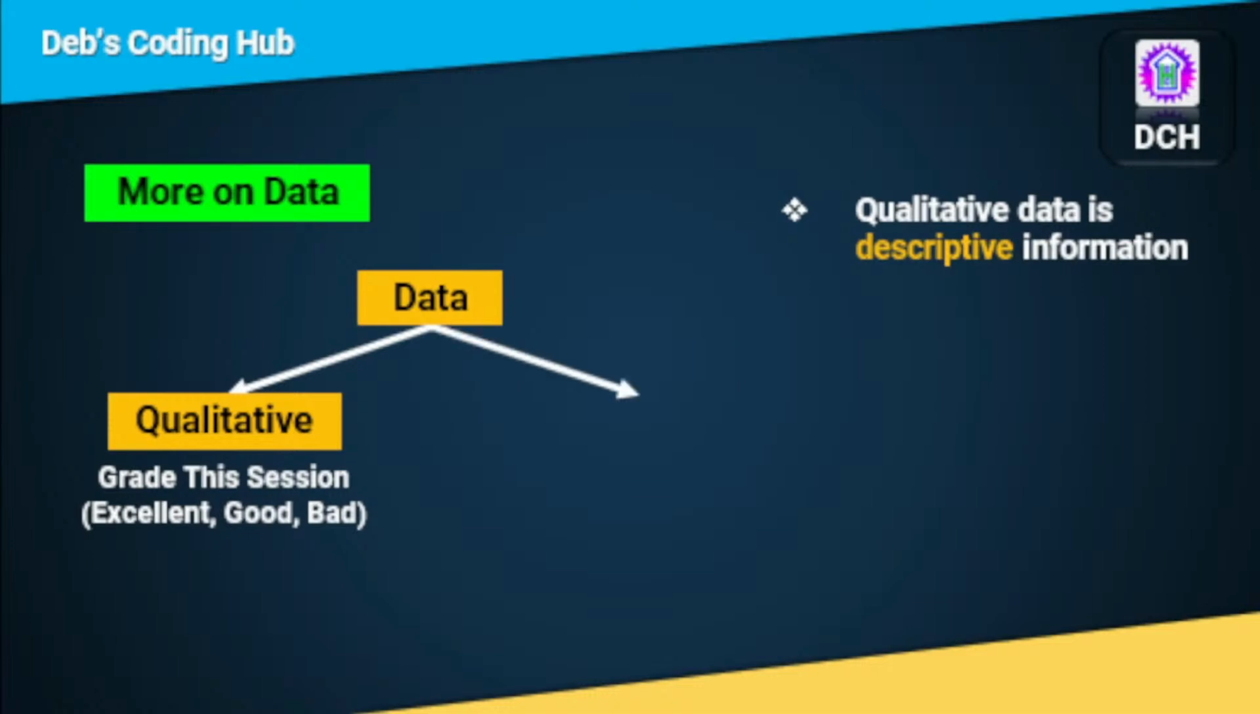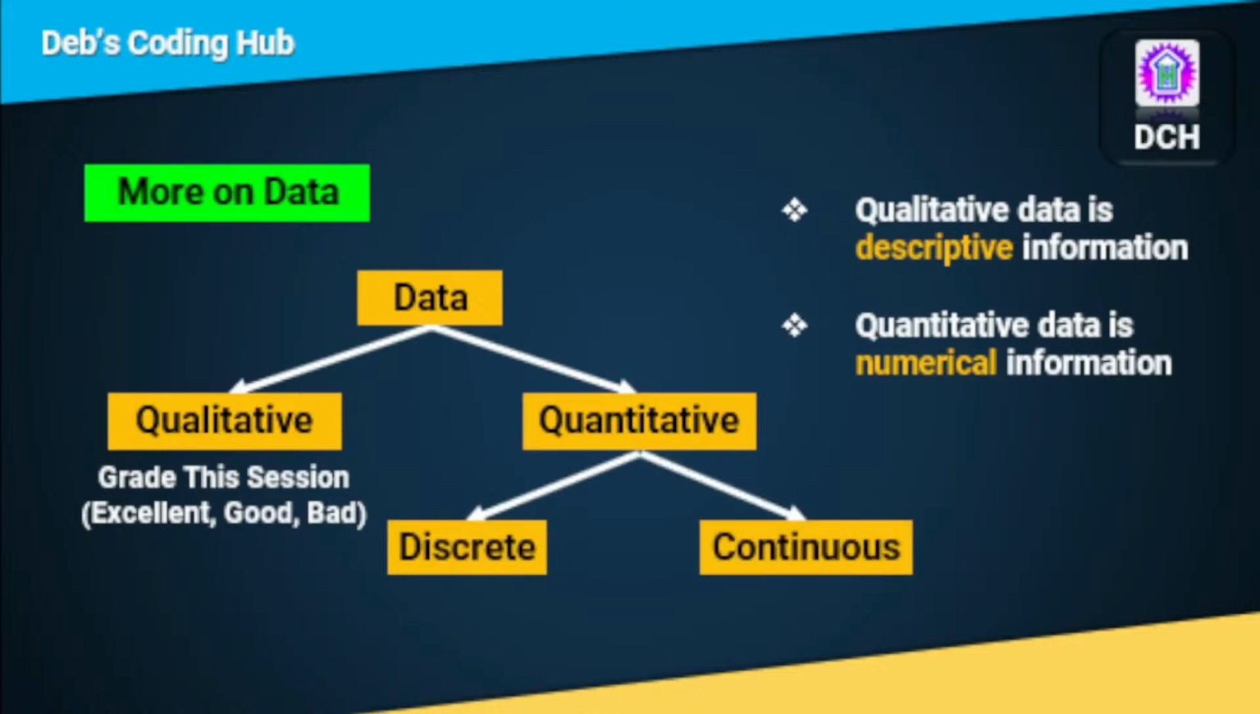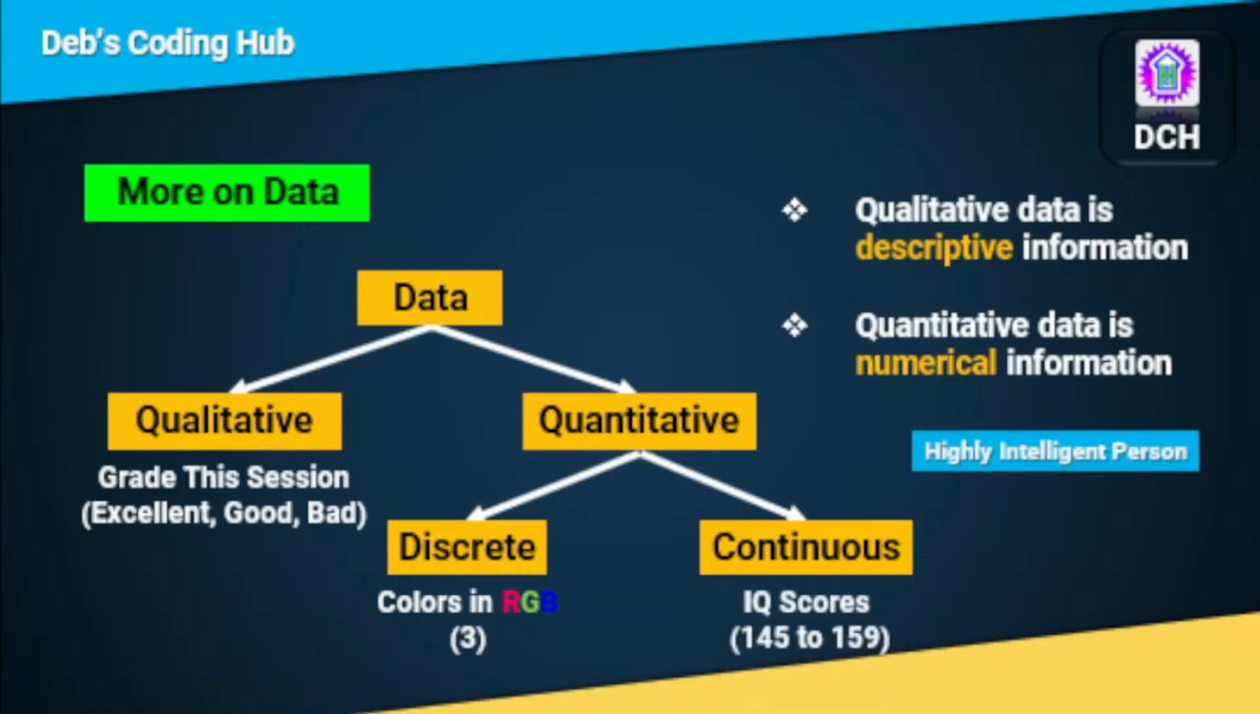Next one is quantitative data. Now, quantitative data is numerical information. They can be represented using numbers. Again, quantitative data is divided into two categories. First one is discrete and the second one is continuous. Let us take one example of discrete data. Suppose colors in RGB color code. It is always 3. It is a number that can represent how many colors are there in RGB color. Next one is continuous. Suppose IQ score of a highly intelligent person, it ranges from 145 to 159. So any value from 145 to 159 can be considered as a continuous data.